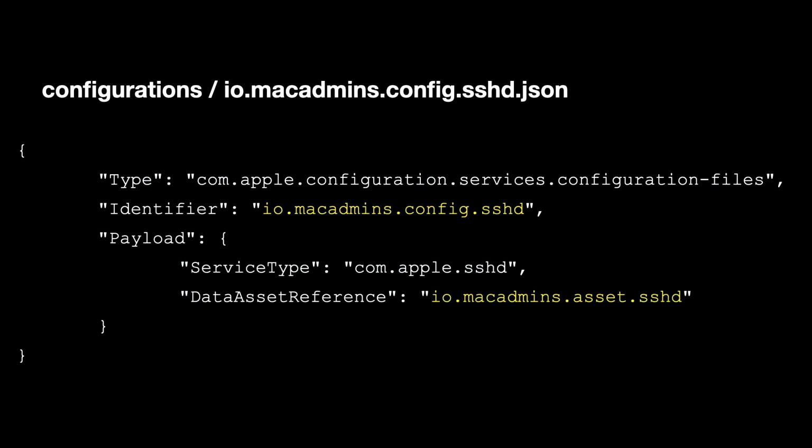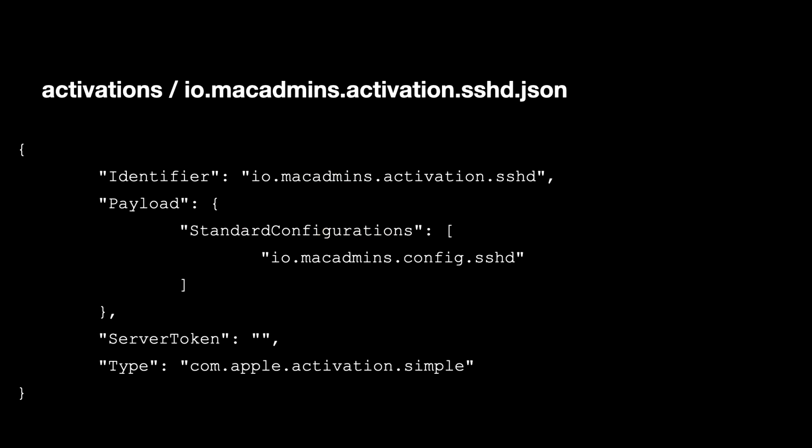Like I said, the identifier is the important part here. And we're referencing the asset identifier that we'll see in a second. So that ties the two together. So that's how they know about each other. The activation has a very similar structure, and it has its own identifier. And then it, in turn, references that config identifier. So now we're starting to see how they all are aware of each other.